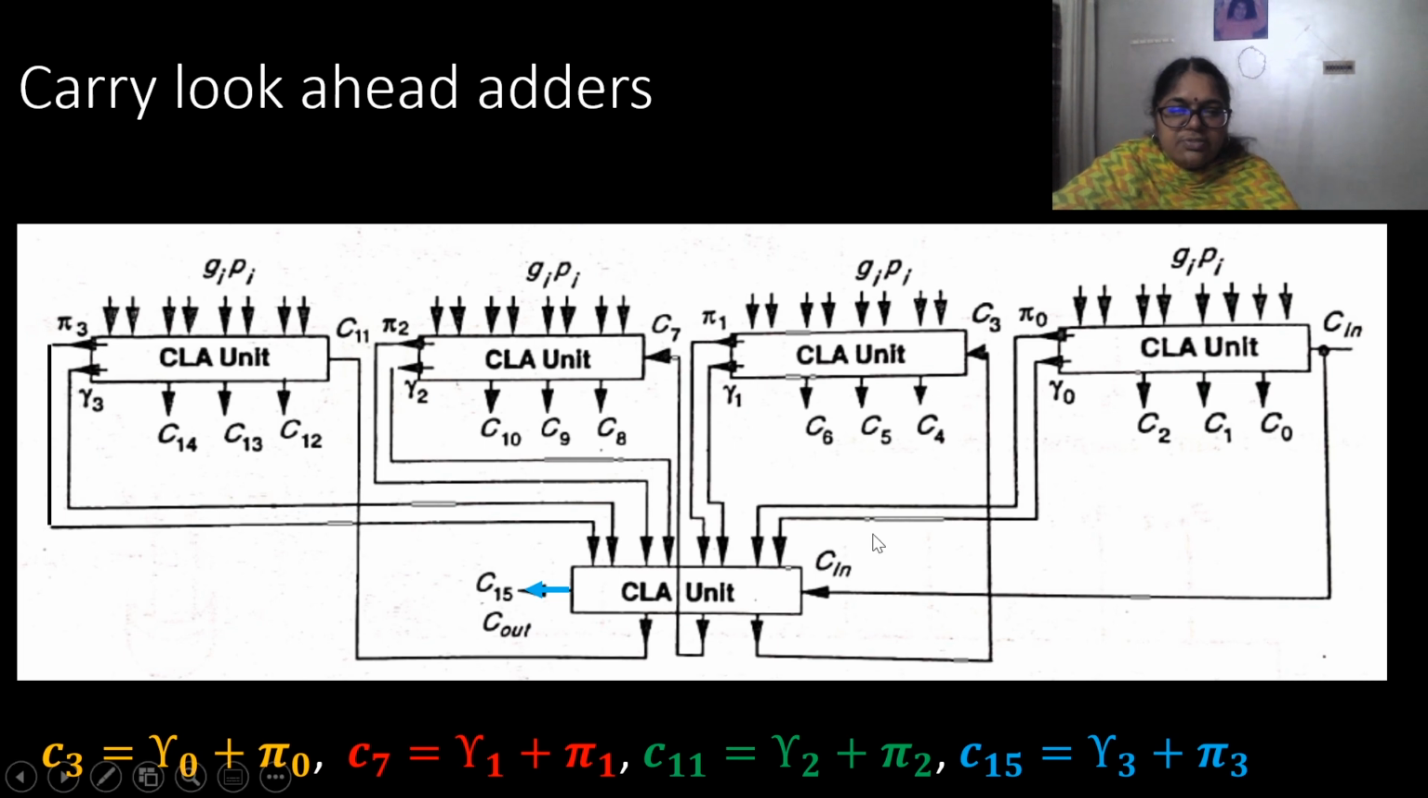So what is this 5th unit actually performing? The 5th unit is taking the inputs P0 G0, P1 G1, P2 G2 and P3 G3, and performing the operation and generating the corresponding carry outputs, which are given to the next block as the inputs.